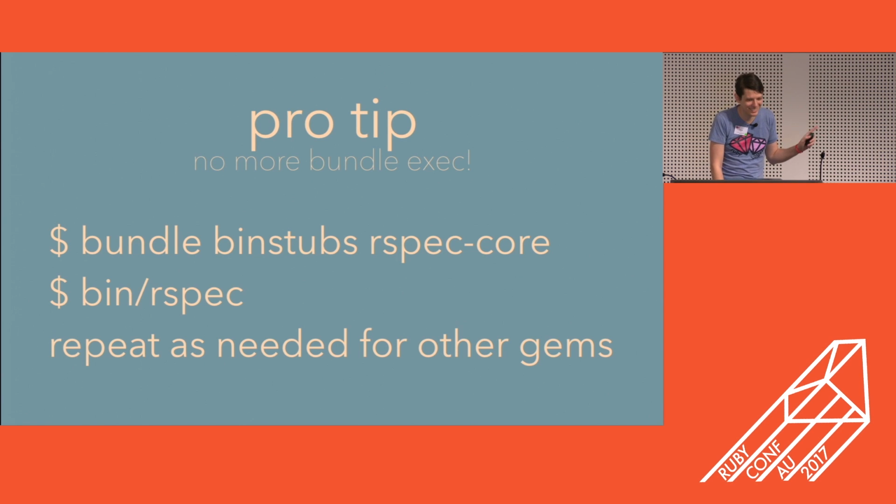Pro tip, this is pretty cool. You can use the bundle binstubs command to create a command that you can run that will only ever have the correct version of the gem for your application. So this bin/rspec that lives inside your Rails app will always load the version of rspec that your Gemfile says it should, even if you have 25 versions of rspec installed on your machine. I find this very helpful while working on lots of Rails apps at the same time.